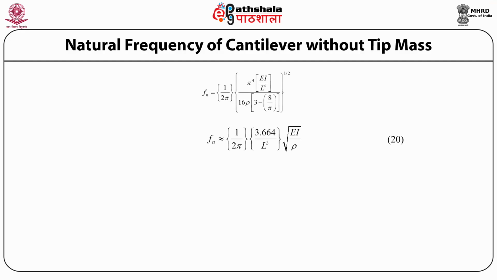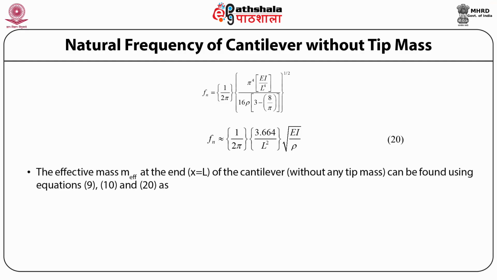So the natural frequency of the resonating cantilever is given as 1 upon 2 pi times 3.664 by L square times square root of EI by rho. The effective mass M effective at the end, that is x equal to L, of the cantilever without any tip mass, can be found using equations 9, 10 and 20.